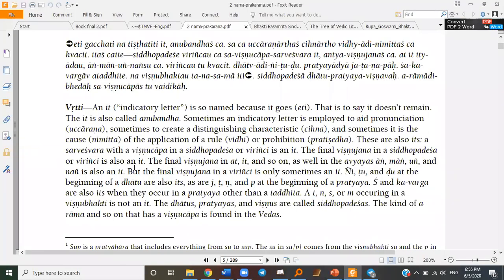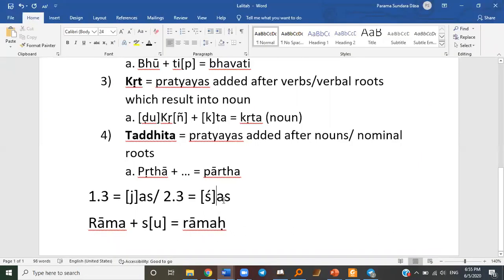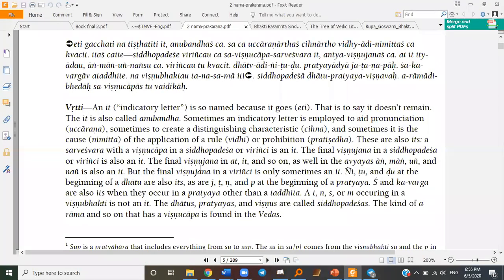Then sometimes it is the cause of the application of a rule or prohibition, and some rule will be applied on the basis of such indicatory letters. It will come ahead. So these are the three usages of such indicatory letters. The third one will be coming ahead. There are also its. Okay, we'll skip this part. This one is sufficient for now. So this is clear, right?